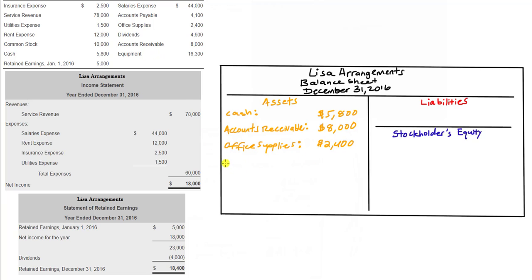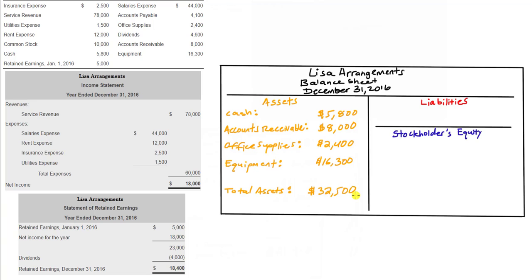Okay, and then finally, equipment. We have equipment with a value of $16,300 total equipment. Okay, so that's all of our assets. Let's add this up to see the total value of this company's assets at this moment in time. Okay, 5,800 plus 8,000 plus 2,400 plus 16,300, $32,500 worth of assets.